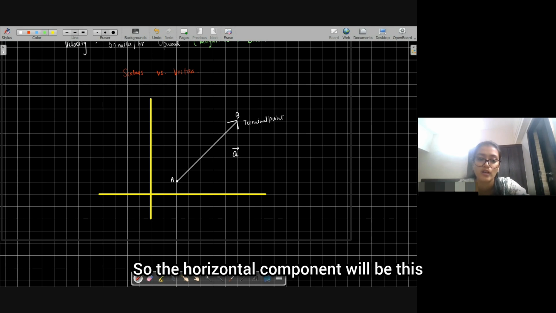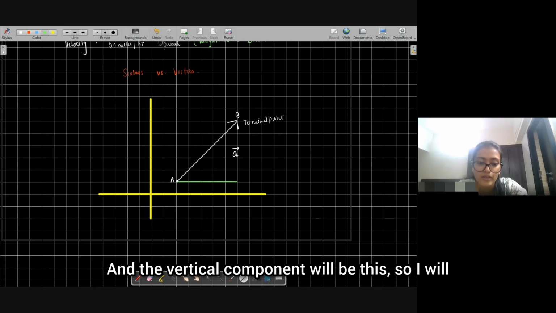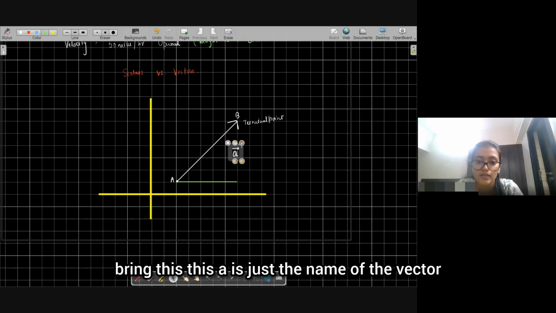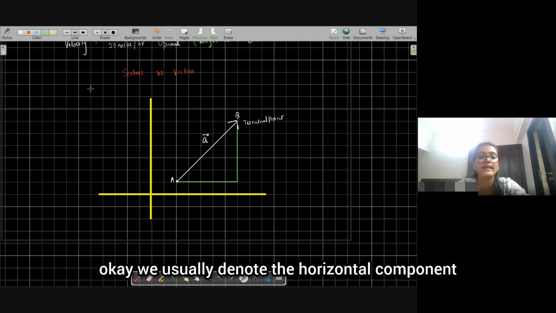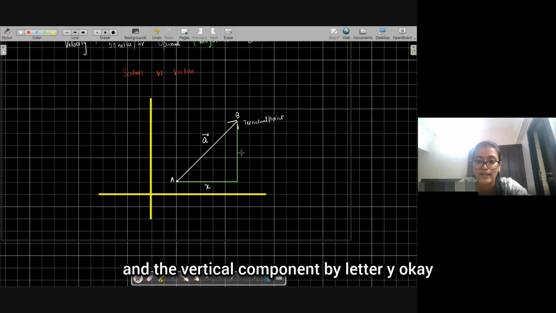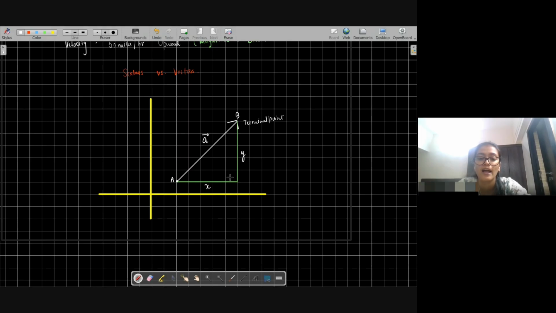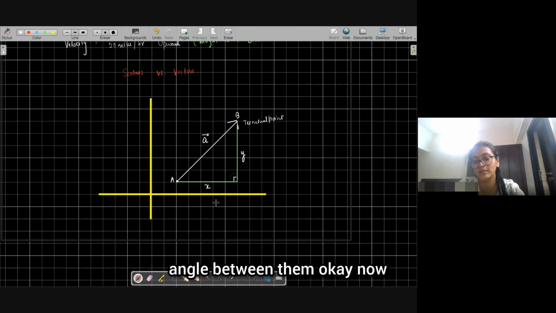So the horizontal component will be this, and the vertical component will be this. This A is just the name of the vector, and this is the vertical component. We usually denote the horizontal component by letter X and the vertical component by letter Y. And the horizontal and vertical components create a right angle between them.